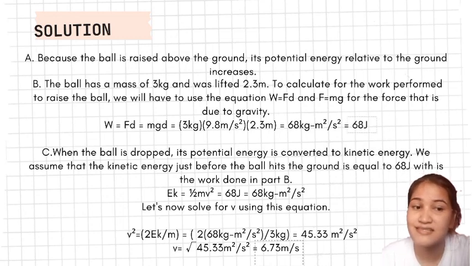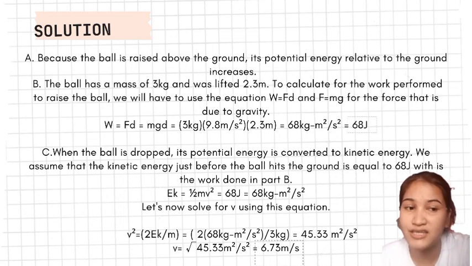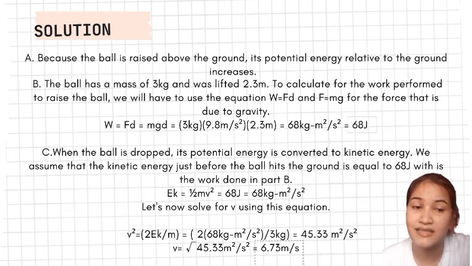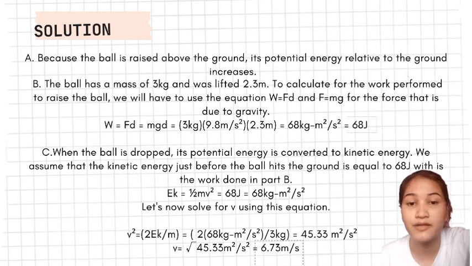Next, let's answer question C. Let's use the equation kinetic energy is equal to 1 half mv squared, assuming that the kinetic energy before the ball hits the ground is the work done in part B.